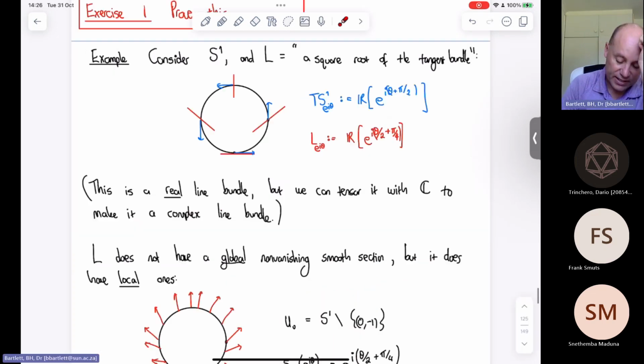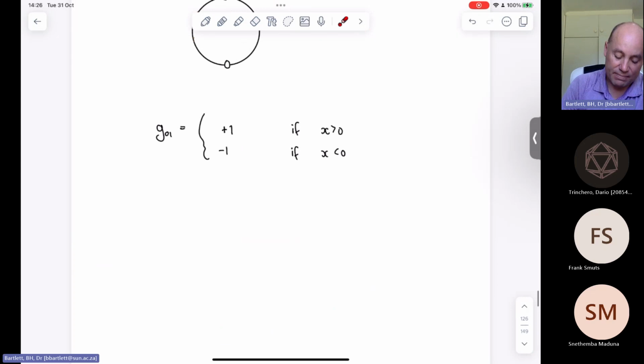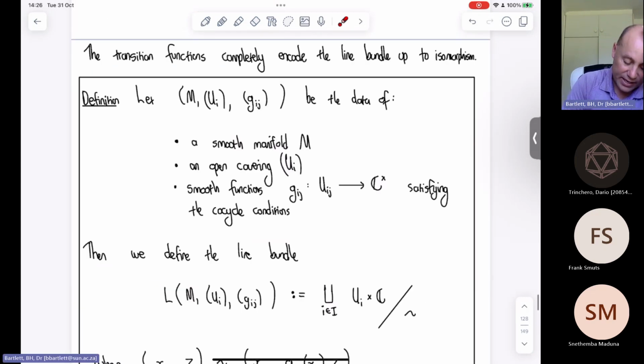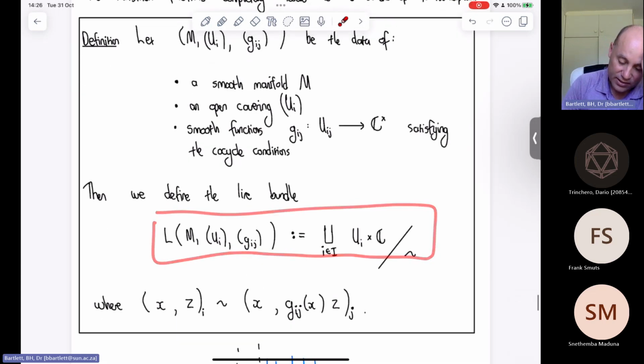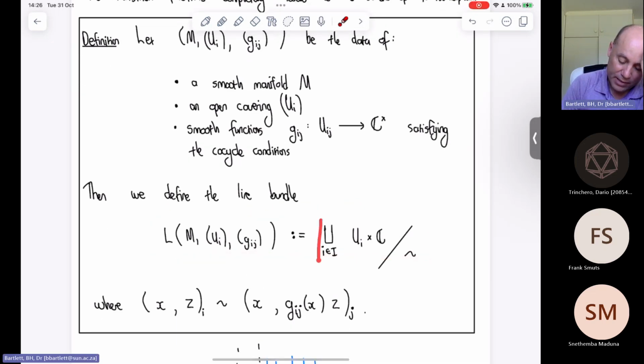So if you've got this data, then you can cook up a line bundle, which we'll write like this. By definition, you take the disjoint union of the product line bundles Ui cross C, and then you quotient by an equivalence relation where the pair x comma z associated with index i is considered equivalent to the pair x comma gij of x times z associated with index j.